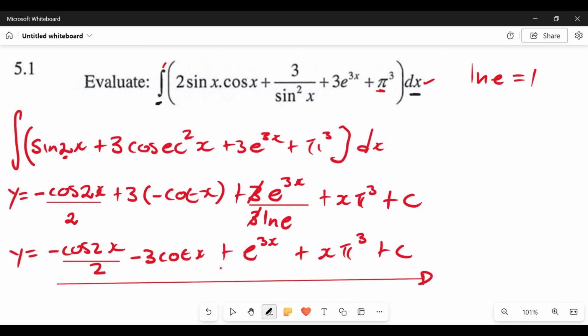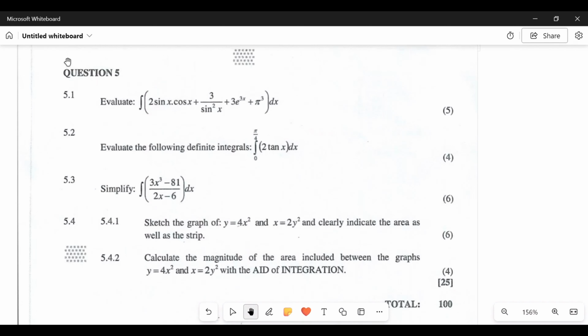All right, guys, we are done with 5.1. I hope this makes sense to you. So let's go and do 5.2. All right, guys, here's our 5.2 here. Now we're just going to copy this question, paste it where there is space, and let's solve it.